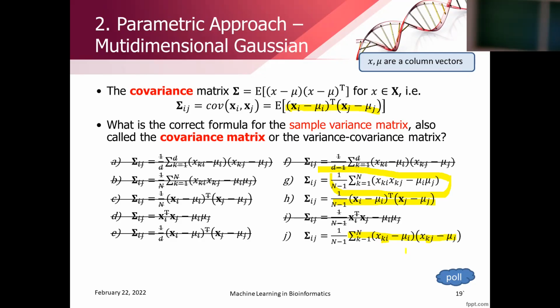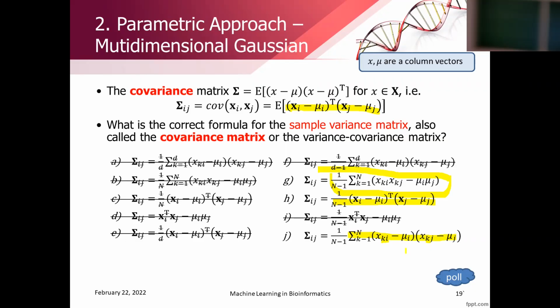So we compute 1 divided by n minus 1, and here I can rewrite the sum from the last formula as the sum of x ki times x kj, minus the sum of x ki times mu j, minus the sum of mu i x kj, plus the sum of mu i mu j.